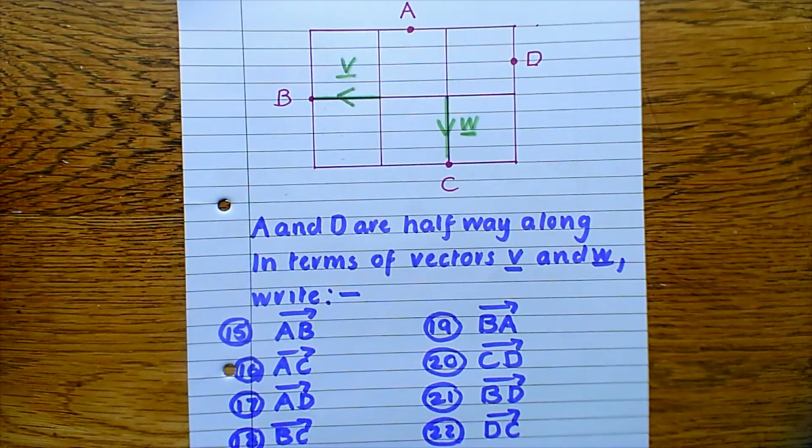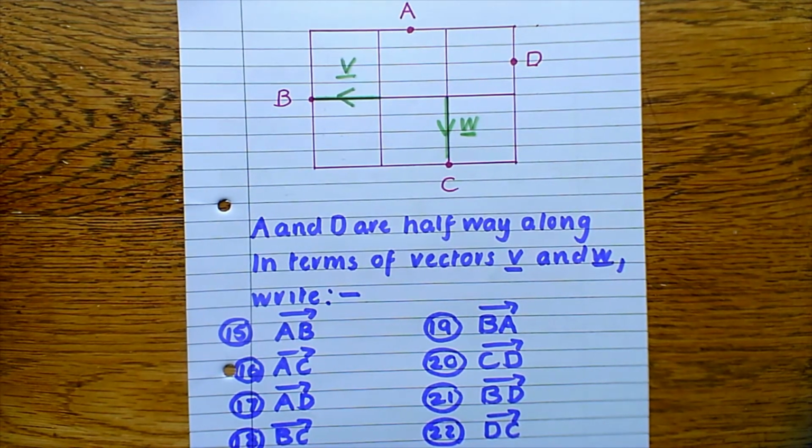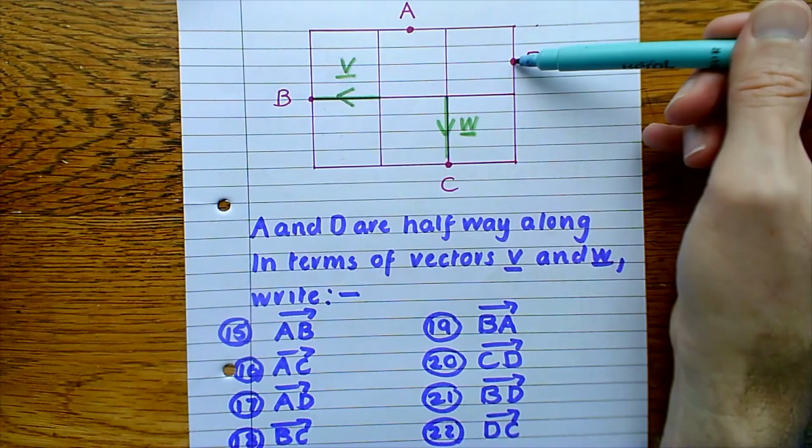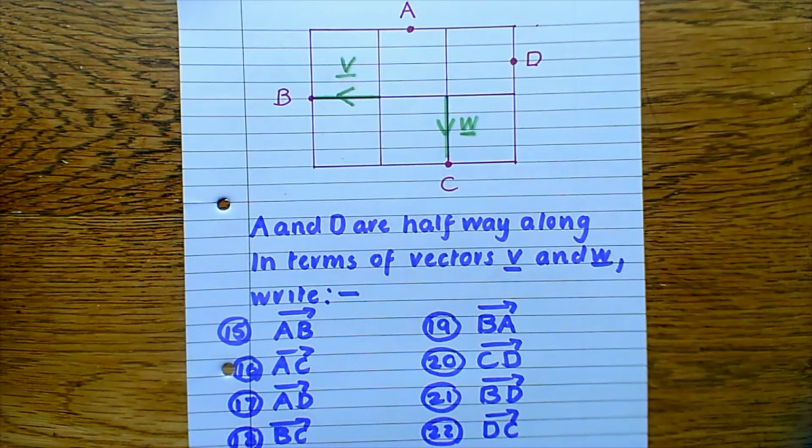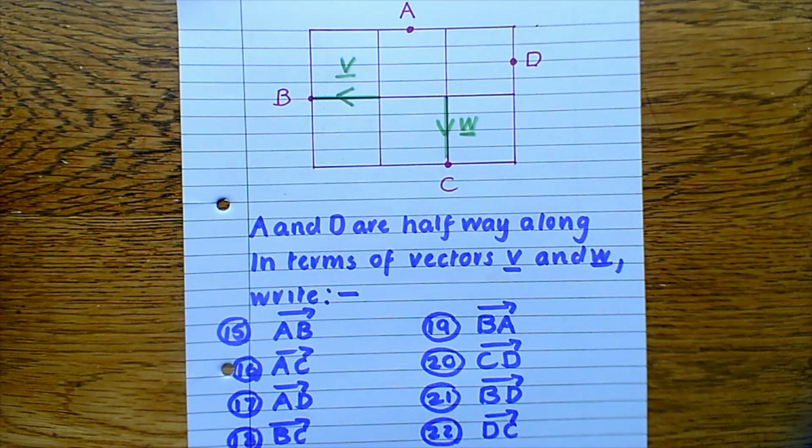And our last question, notice the vectors are going different ways now, so you'll need to take that into account, but we're still looking at finding the path in terms of the vectors v and w, so we're looking for answers like 3v plus 2w, and notice these are halfway along, so we'll use some half vectors as well. Okay, pause to get this done.